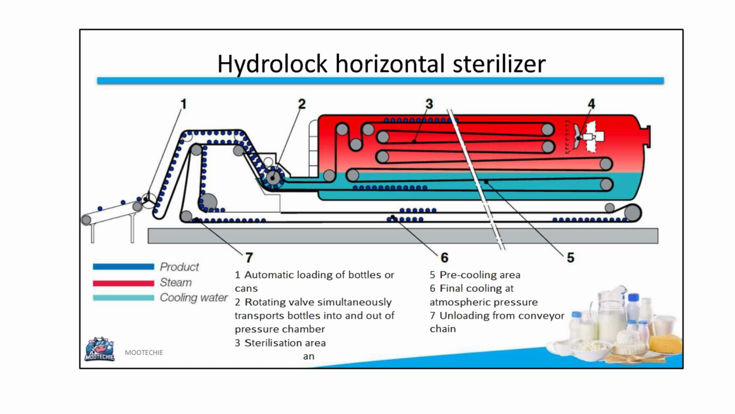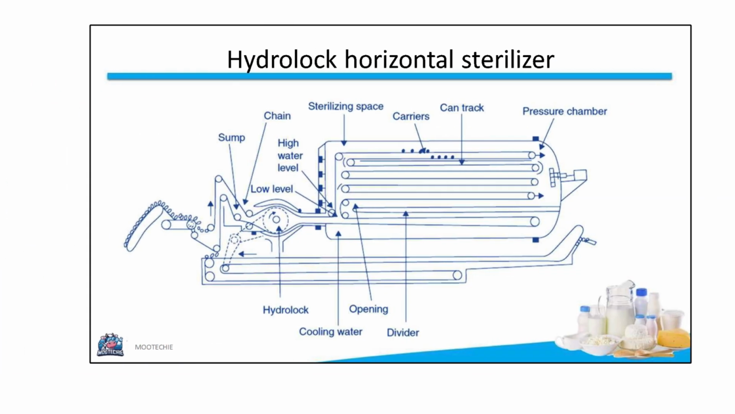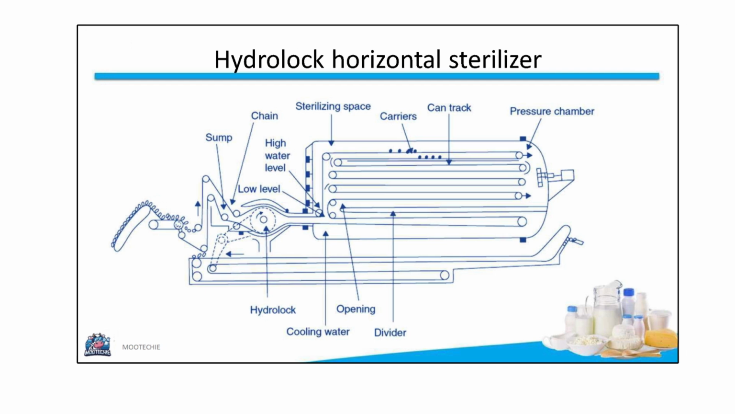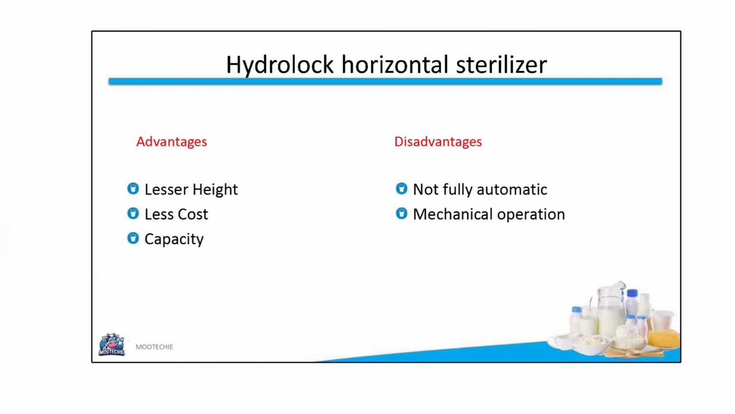They pass through the sterilization area, a pre-cooling area, and final cooling at atmospheric pressure before being unloaded from the conveyor chain. The sterilizing space contains a chain conveyor. A high water level and a low level create seals. The pressure chamber features a hydrolock mechanism with an opening for cans, and cooling water is managed by a divider. The advantages of the Hydrolock horizontal sterilizer include its lesser height compared to tower sterilizers, lower cost, and mechanical operation. A noted point is that it may not be fully automatic.